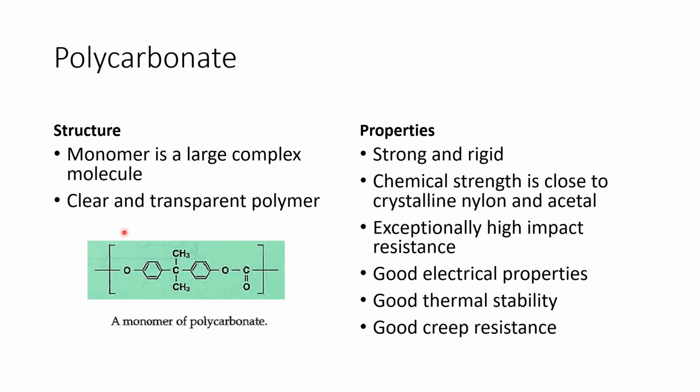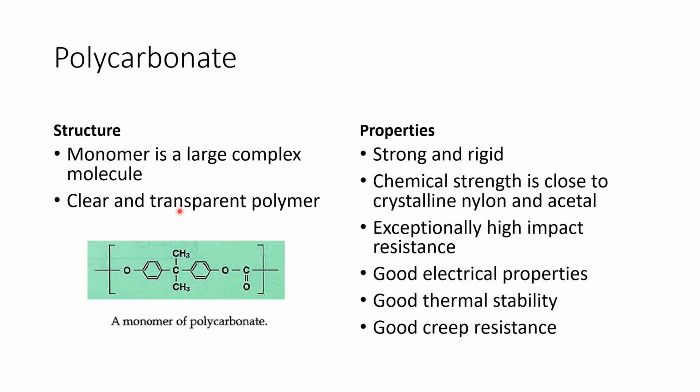Polycarbonate. When you look at the structure of polycarbonate, this is a small monomer of a very large, complex molecule. Each one of them has a little carbon in it. It has 16 carbons in there, with 2 oxygen and 6 hydrogen. So that's a big, large, complex molecule.